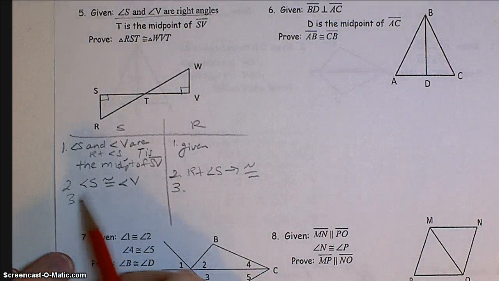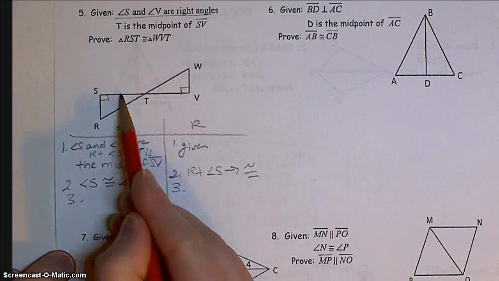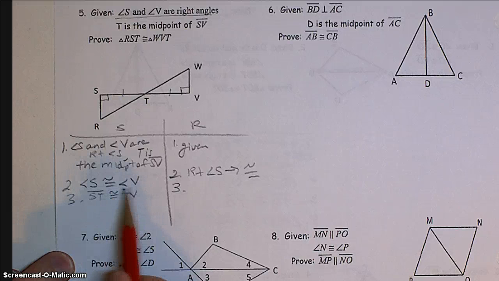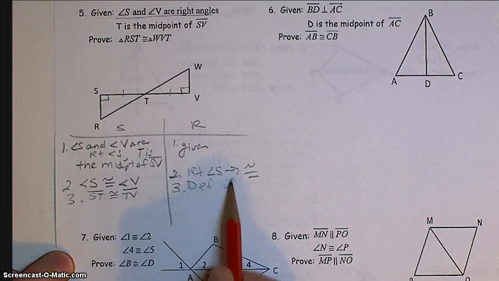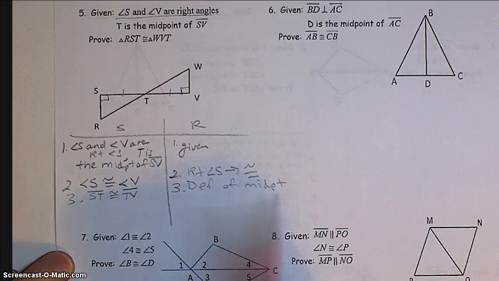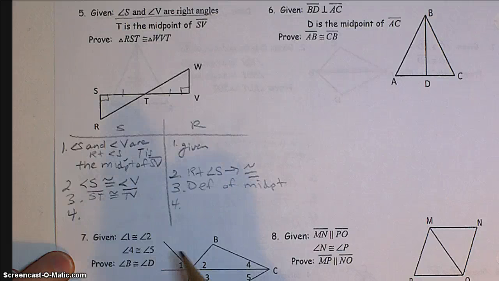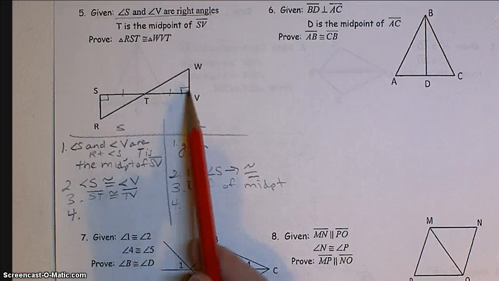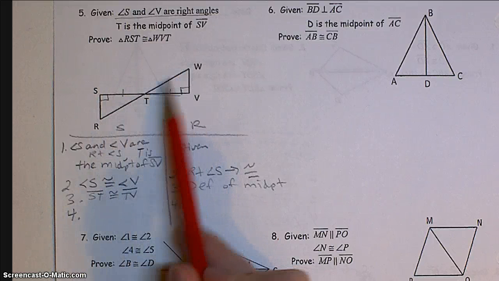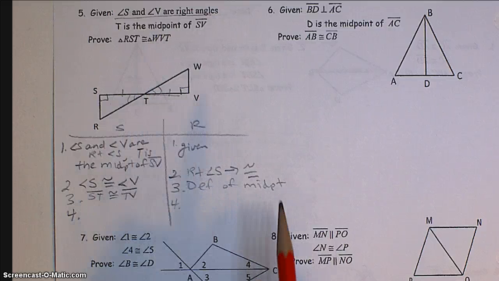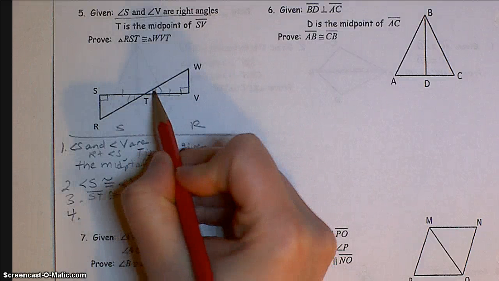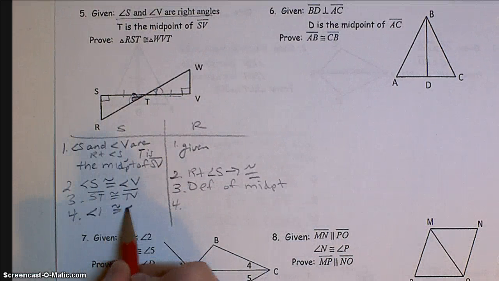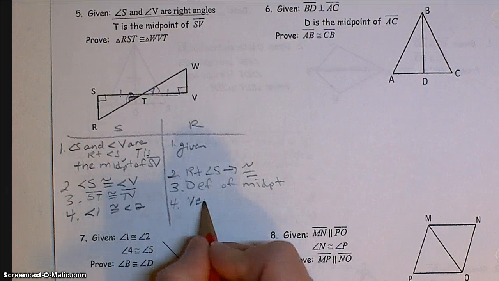Okay. T is the midpoint of SV. That tells me that ST and TV are congruent because definition of a midpoint. And then I need something else. I only have 2 pieces of information. Well, we have this little bow tie shape and these lines form an X. So that tells me vertical angles. I'm going to name them 1 and 2. Angle 1 is congruent to angle 2 because vertical angles are congruent.